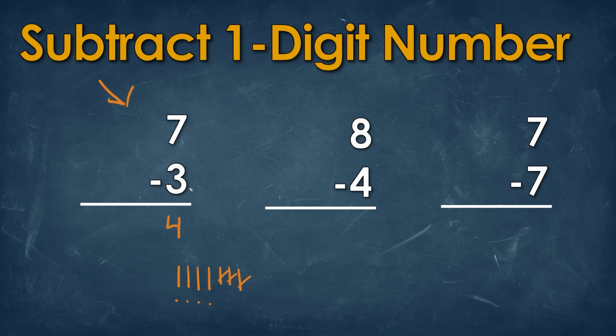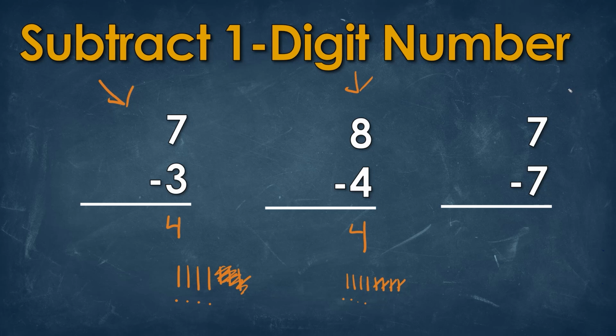Or another way to say it is, if we have 7 objects, 7 sticks, and I remove 3 of those sticks, what's left over? We have 4 left over. So that is our answer. Okay, looking at this middle question now, we have 8. So we could put up 8 sticks, 4, 5, 6, 7, 8. What happens if we remove 4 of those sticks? Well, we're left with 1, 2, 3, 4. So 8 minus 4 is 4.